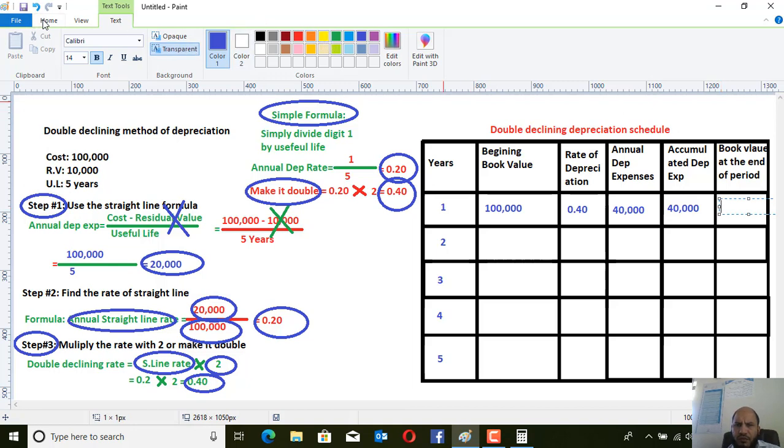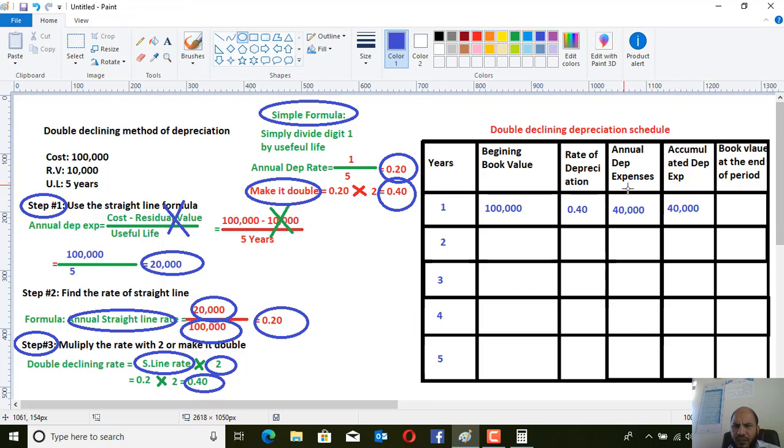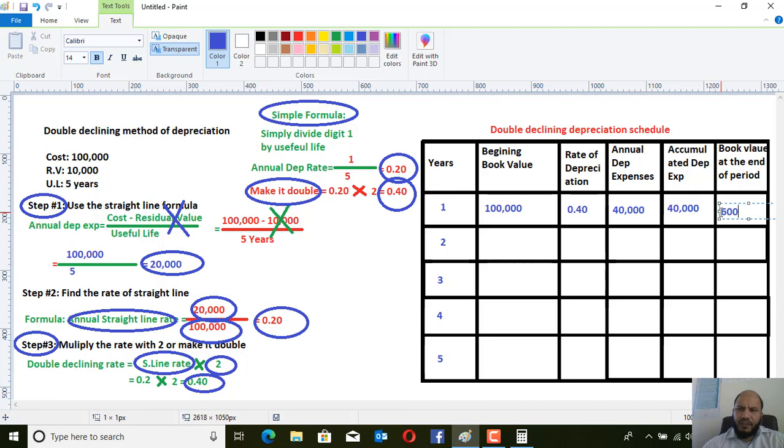So dear students, the way of calculating book value is from this amount, which is the beginning value. From this we will deduct the annual depreciation expense. In other methods we deducted the accumulated depreciation, but here we will deduct the annual depreciation expense to calculate the book value. So 100,000 minus 40,000 is equal to how much? 60,000 rupees.